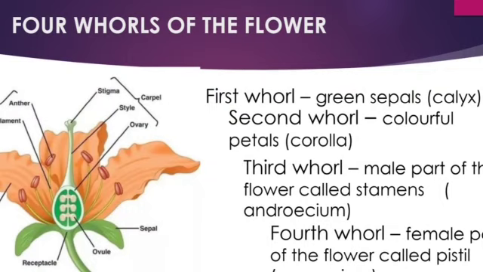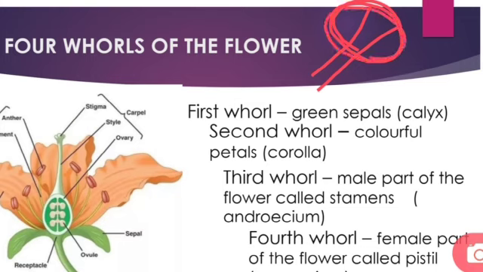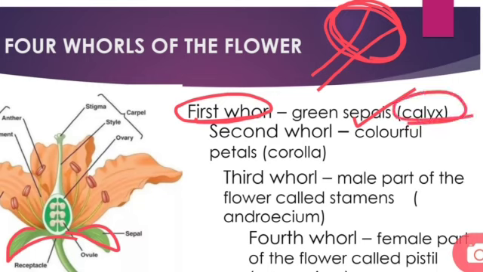What are the 4 whorls of a flower? Coming to the first whorl, what does whorl mean? Suppose a stalk is present, and anything arranged around this stalk is known as a whorl. So the first whorl of the flower is the green sepals. If you look just below the petals, you can find a green leaf-like structure that protects the flower. Those are named sepals, and collectively they are known as calyx.